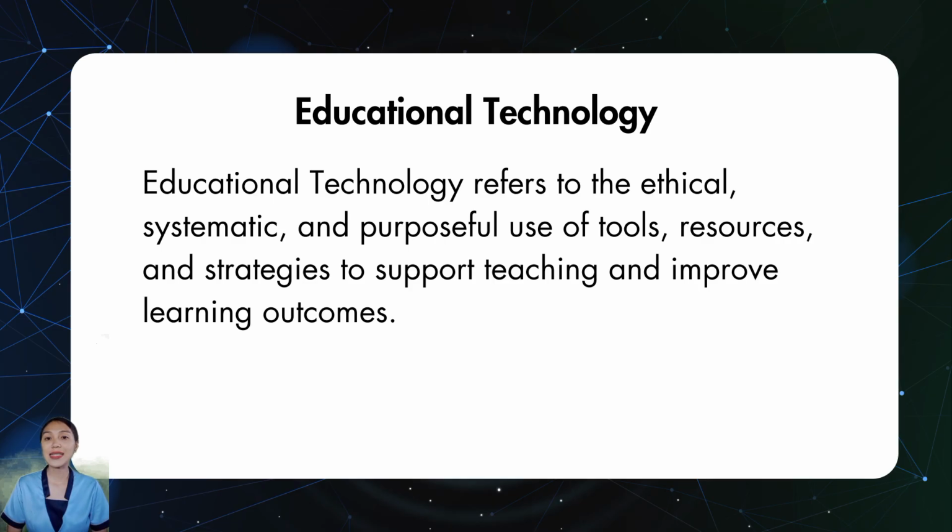Systematic use means that technology is planned and organized. Teachers do not use tools randomly. Instead, they choose technology based on learning objectives, content, and the learner's characteristics. For instance, a teacher selects an interactive simulation because it helps students visualize a scientific process, not simply because it looks interesting.